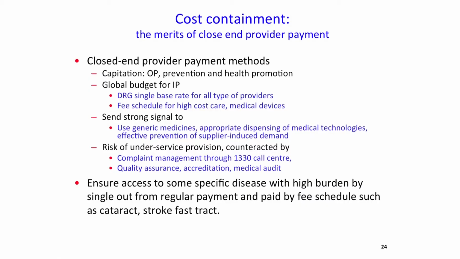Capitation is used to pay OP services. Global budget and DRG is used to pay IP services. This payment method sends a strong signal to doctors and hospitals towards efficiency and to keep the margins. The downside of the potential under-provision of services was fully captured and addressed by complaint management, accreditation, and audits.